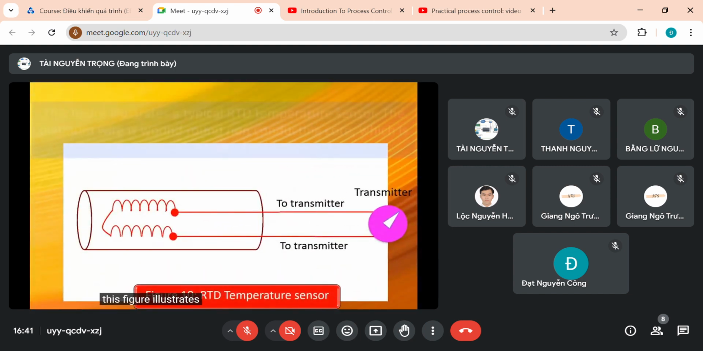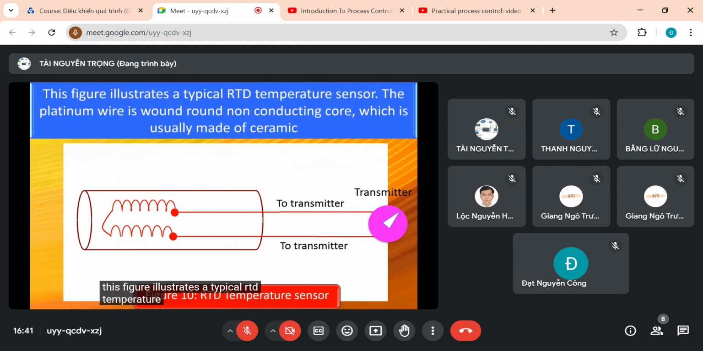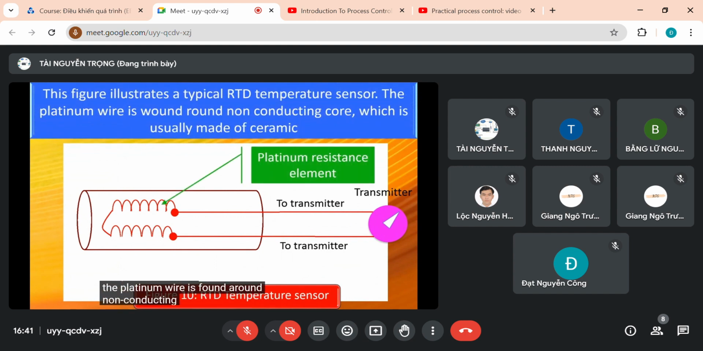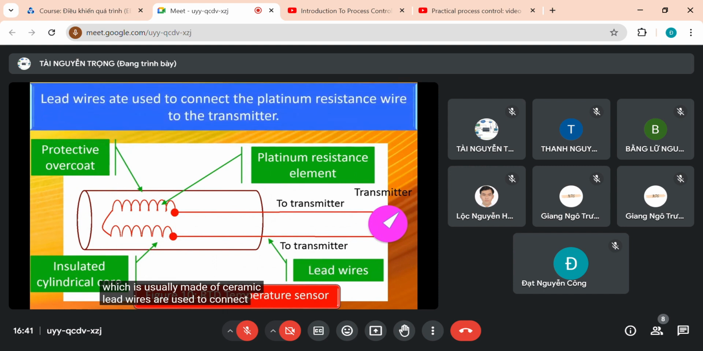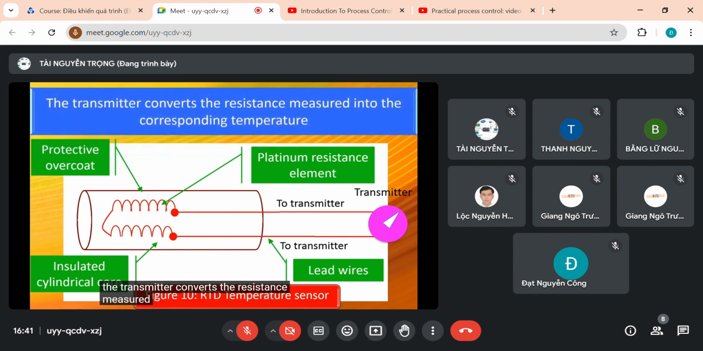This figure illustrates a typical RTD temperature sensor. The platinum wire is wound around a non-conducting core. It is usually made of ceramic. Lead wires are used to connect the platinum resistance wire to the transmitter. The transmitter converts the resistance measured into the corresponding temperature.